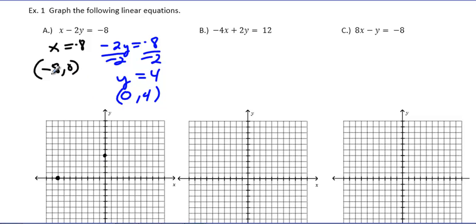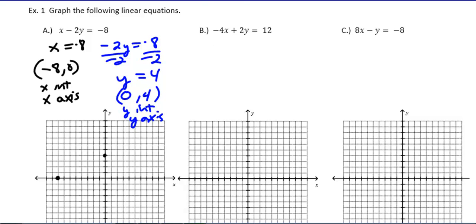Keep in mind, this is called the x-intercept because it is on the x-axis. So your x-intercept needs to go on the x-axis, which goes left and right. Your y-intercept is on the y-axis. So it needs to go on the vertical one, the one going up and down.